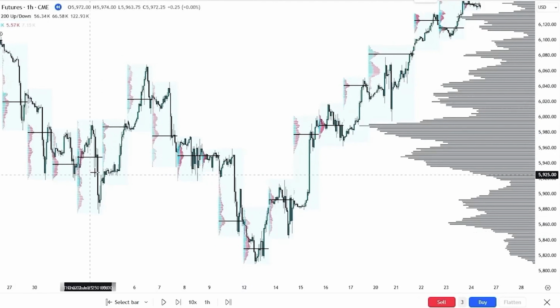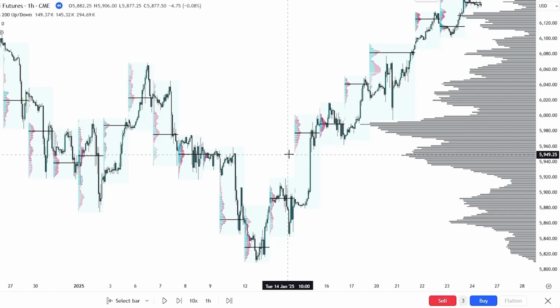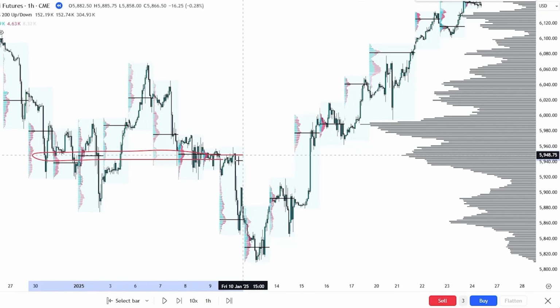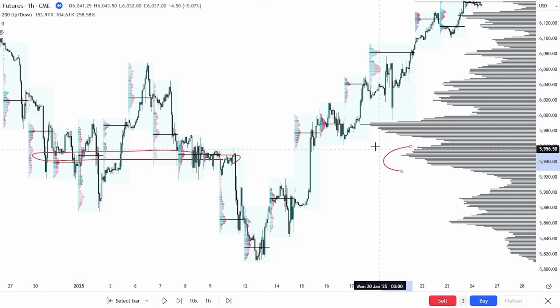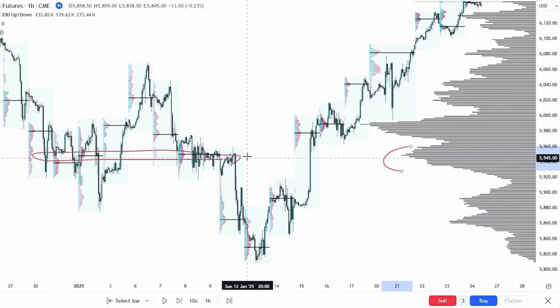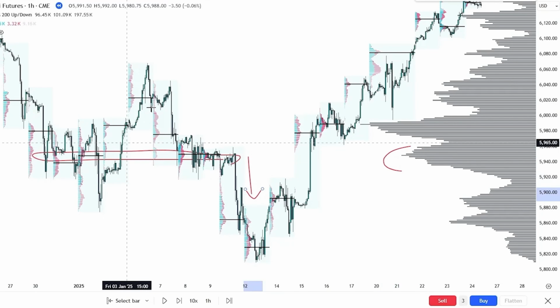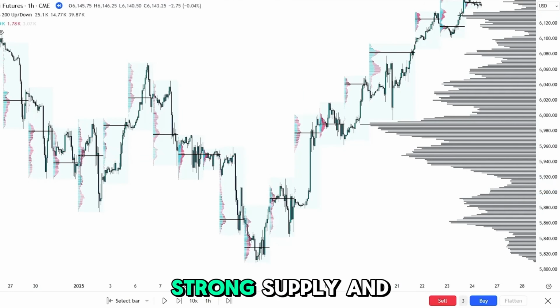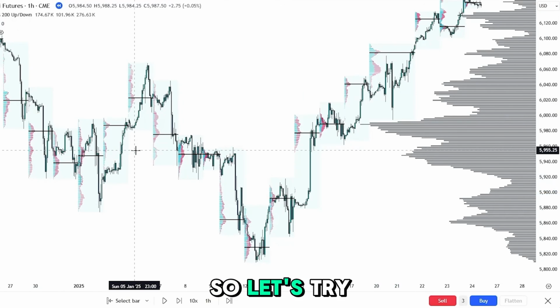To actually draw the supply and demand levels, we need these two requirements. 1, multiple POCs clustered together, and 2, a high volume node. And as a bonus, we want to see a strong rejection by the price from that area, preferably on both sides. Once all three of those align, we have a strong supply and demand level. So let's try a few of them.